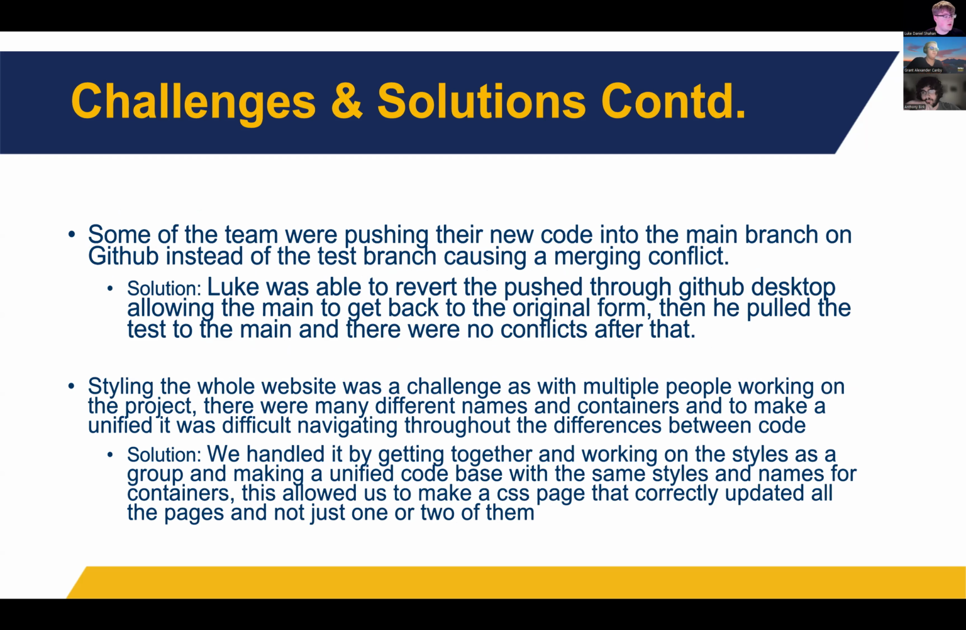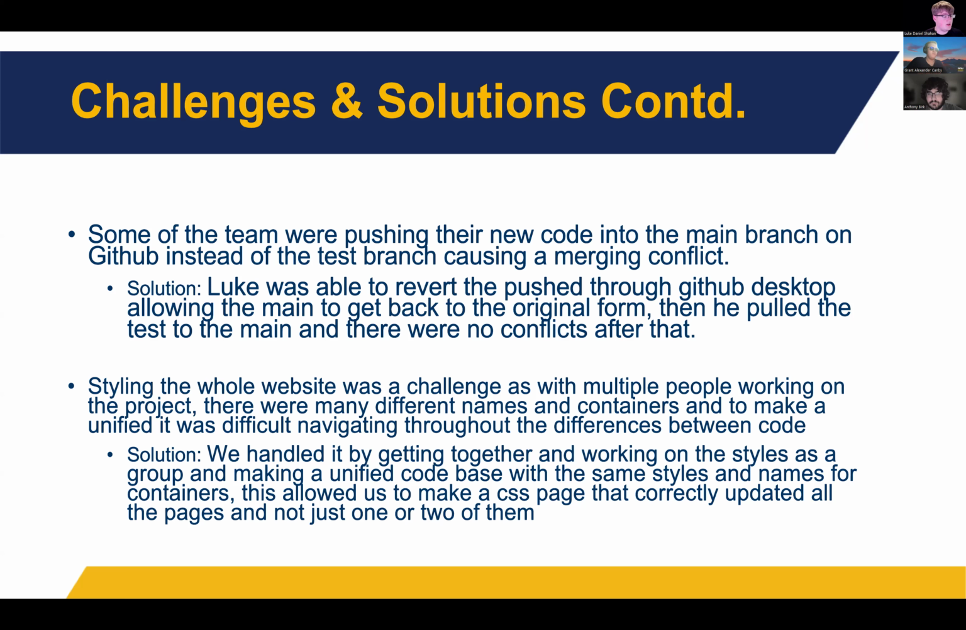The fourth one being some of our team were pushing their new code into the main branch on GitHub instead of the test branch, causing a merging conflict. The solution was Luke, which is me, was able to revert the push through GitHub Desktop, allowing the main to get back to the original form, and then I pulled it to the test and main, and there were no conflicts after that.